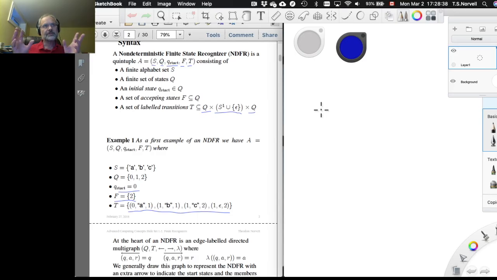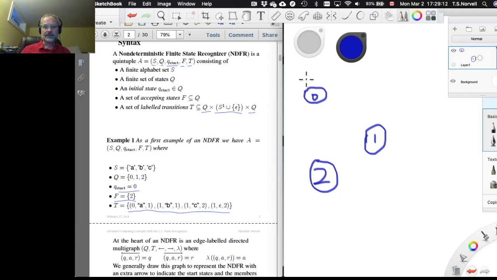So finite automata are often drawn as graphs, and it's often a good way to represent them. First off, we're going to have three states. I have a state labeled 0, a state labeled 1, and a state labeled 2. I'll put this one over here. Okay.